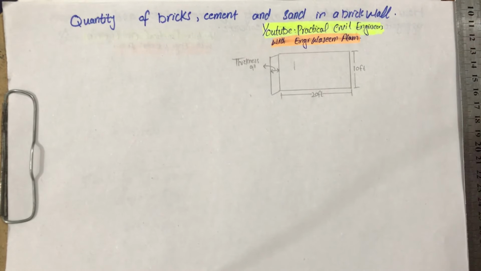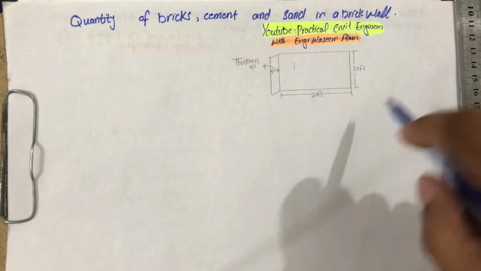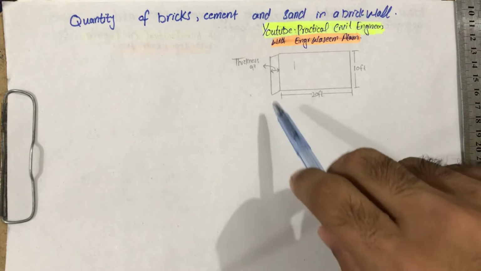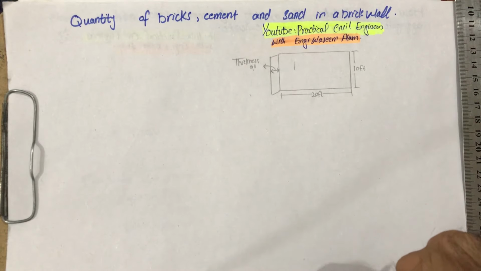So today our new topic is quantity of bricks, cement, and sand in a brick wall. So we have to find the bricks, cement, and sand in a brick wall. For example, we have a wall with a length of 20 feet, a height of 10 feet, and a thickness of 9 inch.